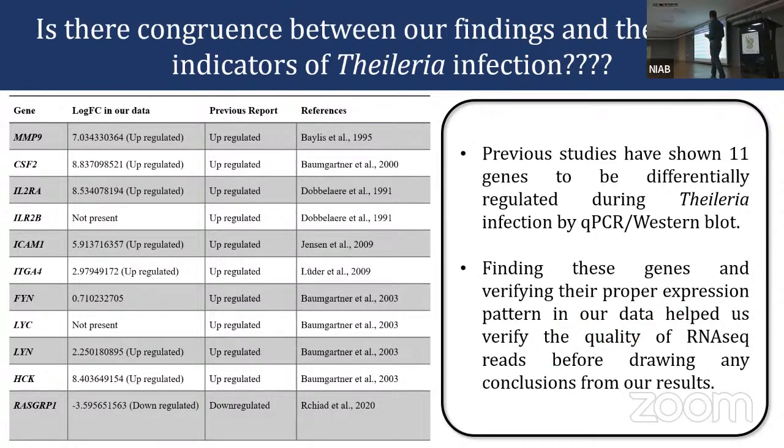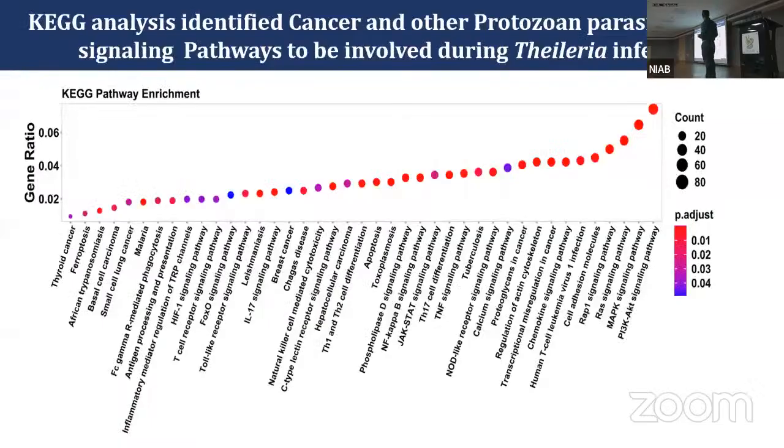So we proceeded to other analyses, and we did KEGG enrichment, and what we found is that mostly cancer-related and other protozoan parasite-related processes are enriched in this gene list.